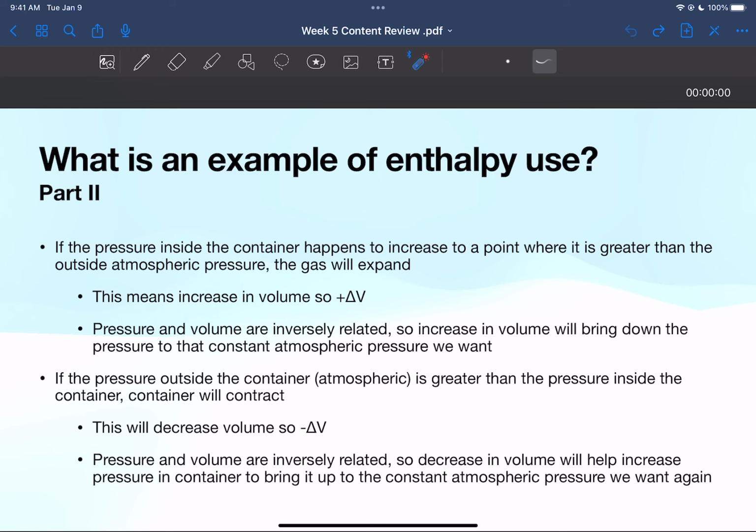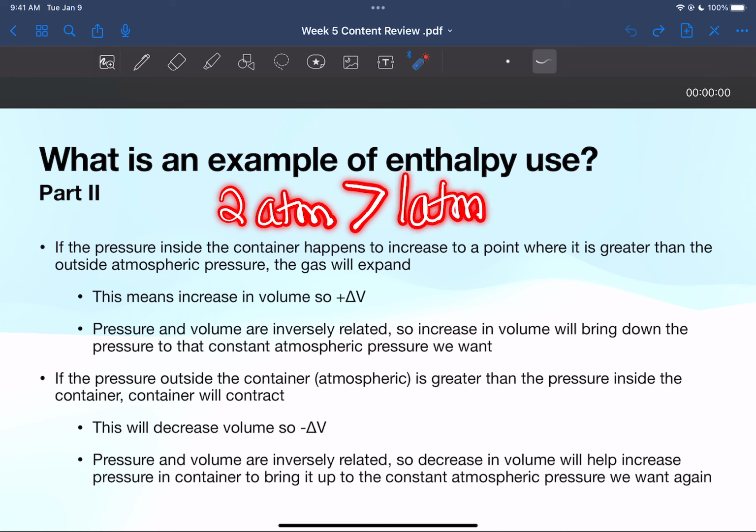So if the pressure on the inside increases to 2 atmospheres, and the pressure on the outside, we know the lid is trying to maintain atmospheric pressure, is 1 atmosphere, what do we need to do on the inside to get back to that atmospheric pressure? Should we increase or decrease the pressure? Decrease, right? So we need to decrease the pressure on the inside.